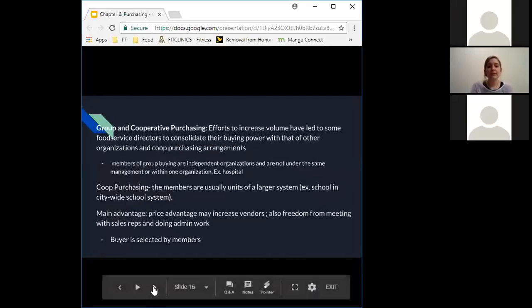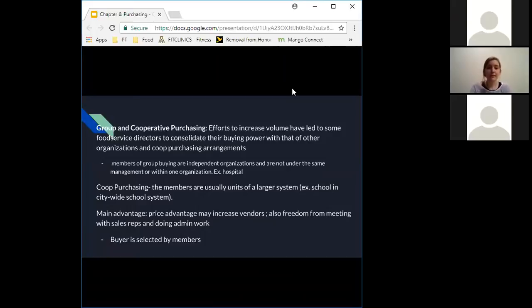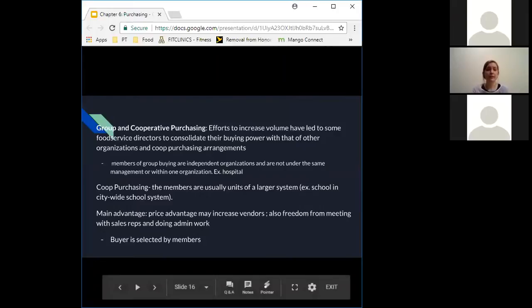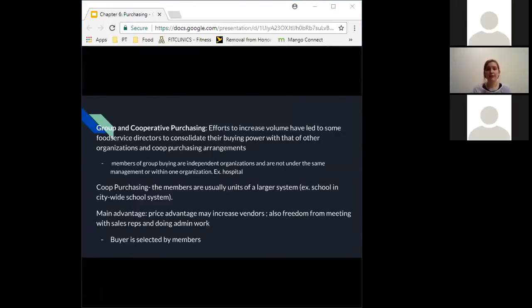Some food service directors choose group or co-op purchasing to increase their volume for a lower price. A great example from our textbook is hospitals. In a metro area, a few hospitals may combine their purchases to obtain lower prices and possibly more favorable service arrangements. In co-op purchasing, the members are usually units of a larger system. The main advantage of this purchasing is the price advantage with increased volume, which may attract more prospective vendors.